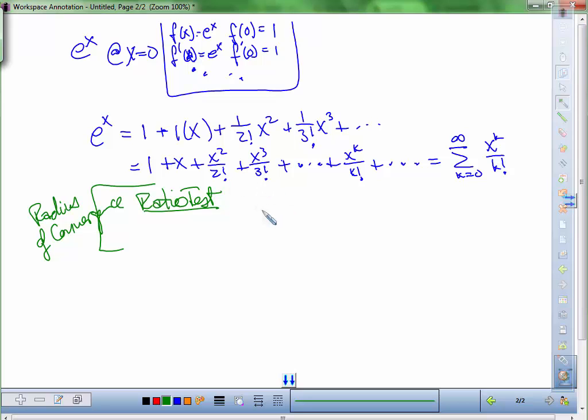So the ratio test is you're going to take the limit as n or k, let's use k, goes to infinity of the kth term, let's call it a sub k plus 1, the k plus first term, divided by a sub k. So you're taking a ratio of 2 consecutive terms, and then you're going to figure out what this is going to equal.